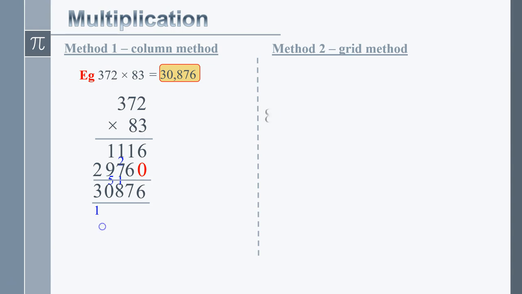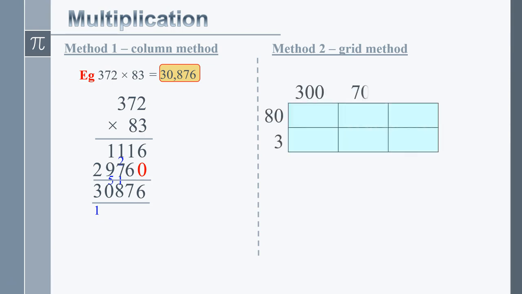So here we go. I'm going to do exactly the same sum, and what we're going to do is just split the numbers up. So we've got 3 hundreds, 7 tens, 2 units, and the 83, we've got 8 tens, 80, and the 3. And there's my grid. All I'm going to do now is, for each square in the grid, just do the relevant sum. So for this square here, this top left corner, I've got to do 80 times 3.